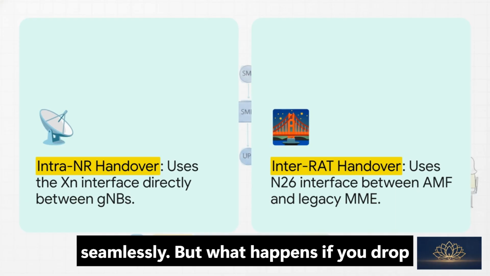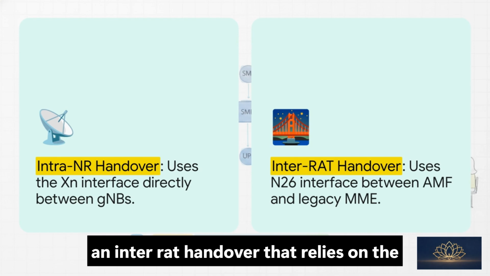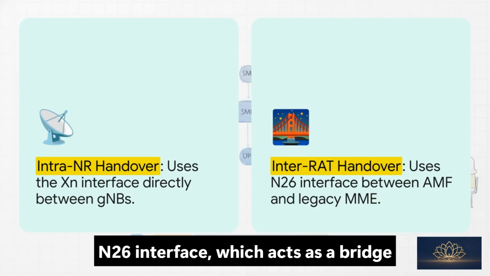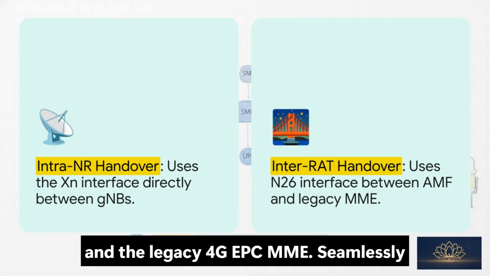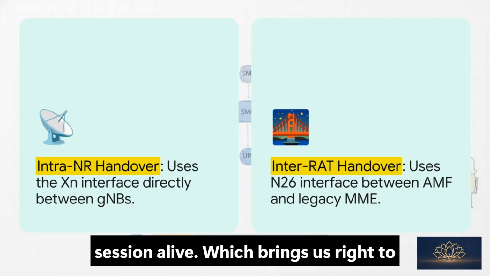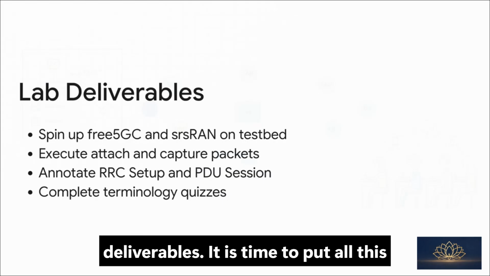But what happens if you drop out of 5G coverage entirely? Well, that's an inter-RAT handover. That relies on the N26 interface, which acts as a bridge deep in the core between the 5G AMF and the legacy 4G EPC MME, seamlessly coordinating the context to keep your session alive. Which brings us right to your module assessment and lab deliverables.